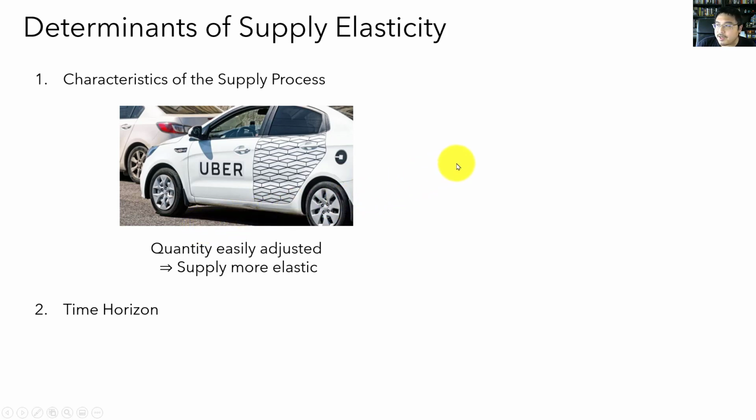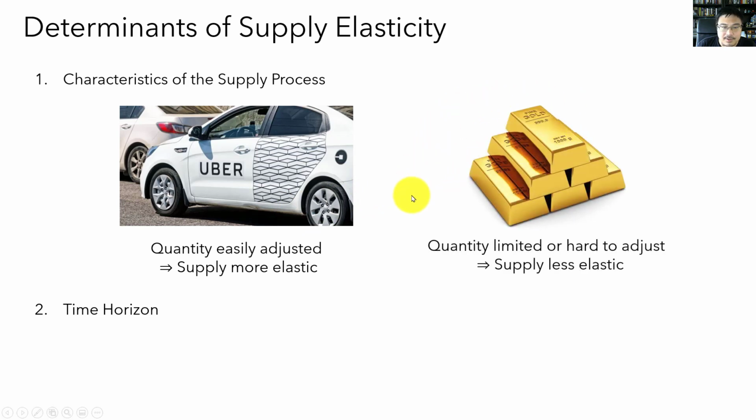An example of a market with an inelastic supply curve would be the market for gold. There's a very limited supply of gold in the world. It's very difficult to mine for more gold. And so the quantity is limited and hard to adjust. And therefore, when the prices of gold rise and fall, the quantity available remains fairly constant.